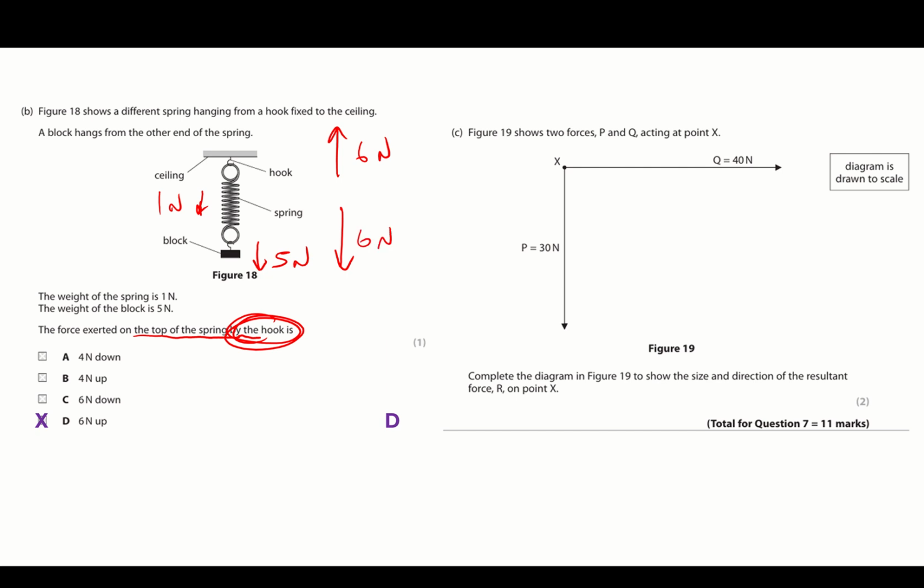Okay. Next part. Figure 9 shows two forces P and Q, so we've got a vector diagram. As we know, we never draw vectors bum to bum. So I'm going to move that line down, making sure I measure it, and we then know that would be the resultant force. So there's my arrow. And that's it.